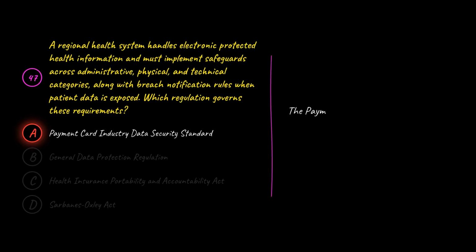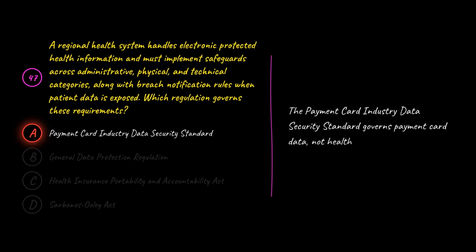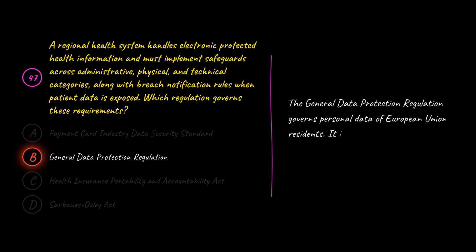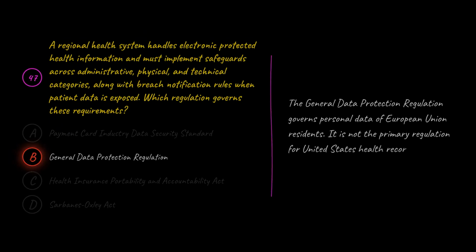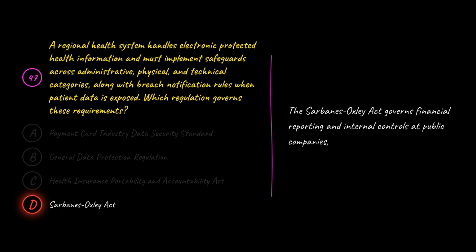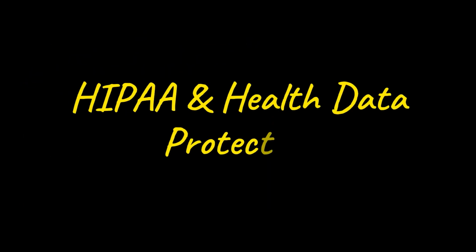A is wrong because the Payment Card Industry Data Security Standard governs payment card data, not health records. B is wrong because the General Data Protection Regulation governs personal data of European Union residents. It is not the primary regulation for United States health records. D is wrong because the Sarbanes-Oxley Act governs financial reporting and internal controls at public companies, not health information.